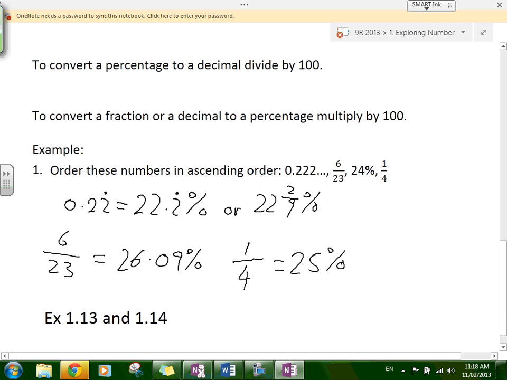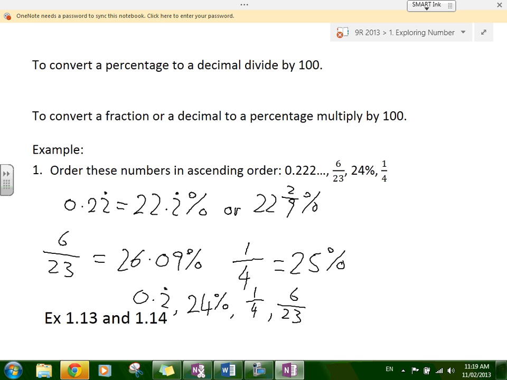So ascending order, the lowest one is this. So we have 0.2 repeater is the first one. And then what's the next one along? 24% is the next biggest. 1/4 is the next. And then 6/23 is the next. So just like that, we have sorted them into ascending order. Okay? Questions? You all right with this?